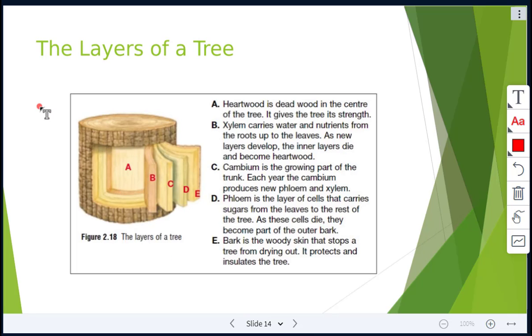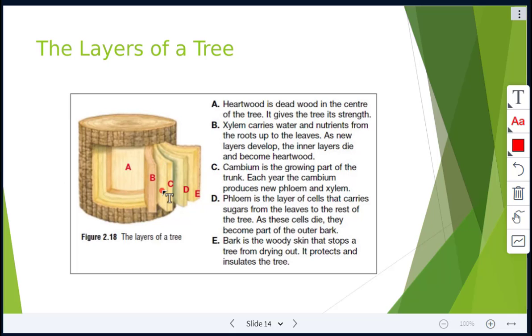All right, here looking at the layers of a tree. So the trunk of a tree, which is like the stem. So at the very center, you have the heartwood. It's dead wood in the center of the tree. It gives the tree its strength. So next is the xylem that we were talking about, which carries the water and nutrients from the roots up to the leaves. And as new layers develop, that inner layer will die and become heartwood.